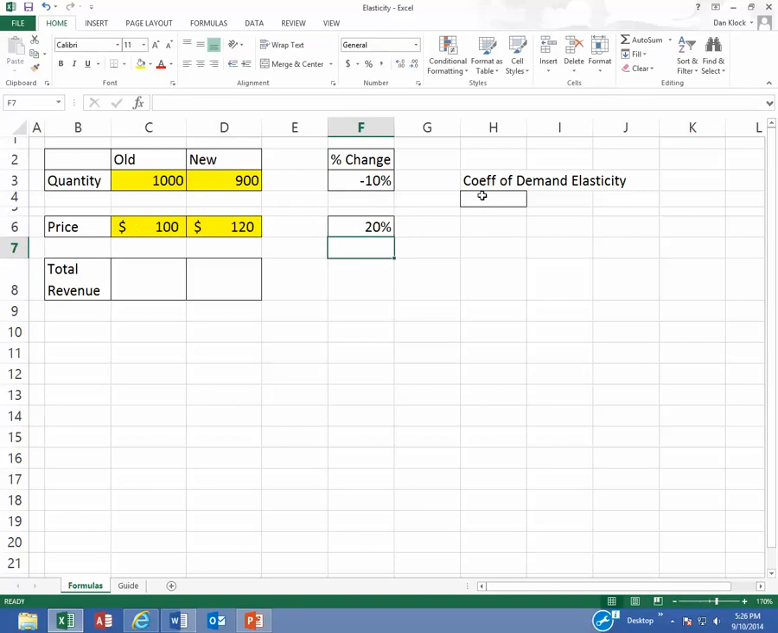So the coefficient of demand: I take the percent change in quantity divided by the percent change in price. So equal, I'm taking this 10%, the percent change of the quantity, divided by the percent change of the price. And I'm entering this in, it comes out to negative 0.5, and I don't want the negative number, I just want the whole number.